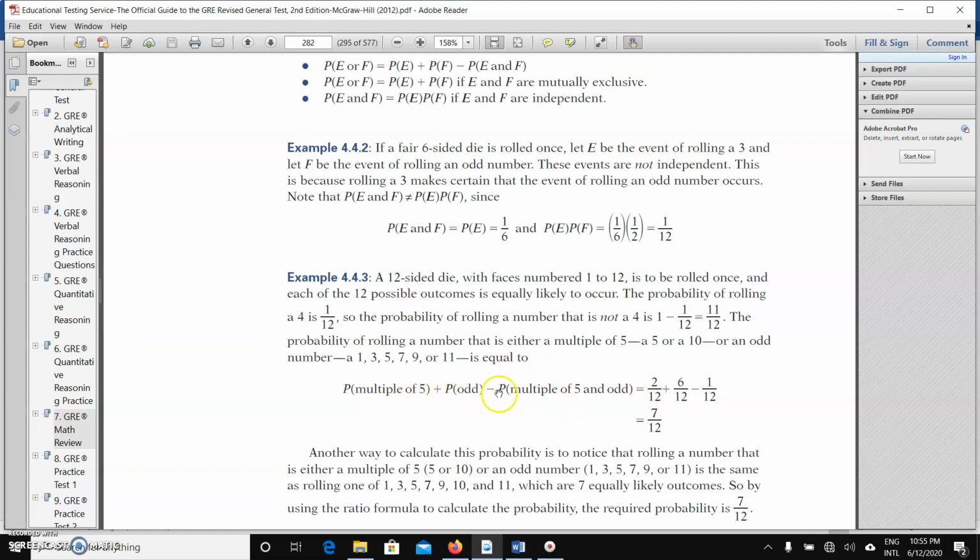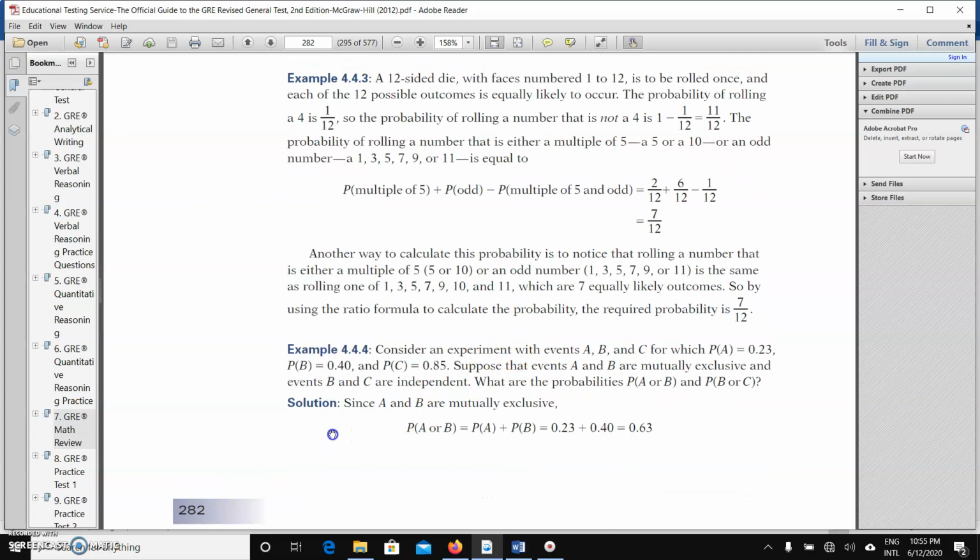If they told you in the question that it is mutually exclusive, you delete this. So you're going to have 2 over 12 plus 6 over 12. Because if the events are mutually exclusive, it means it is independent of each other. So you do it that way. You understand? So that's that. Let's move on.